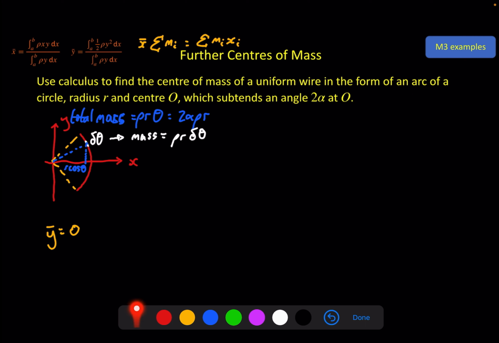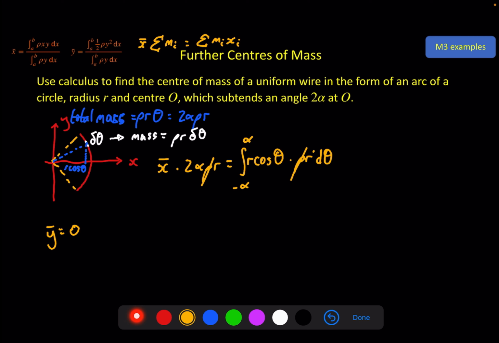Now we've got the three things that we need. We've got the total mass for this section here, we've got the individual mass of each little section we're going to take, and the x-coordinate of the centre of mass of each of those sections. So we put these three things into the formula. We get x bar times 2 alpha rho r on the left is equal to the centre of mass, r cosine theta, times the mass of each one, rho r delta theta, and we're going to sum them as delta theta tends to 0, so that's going to become an integration with a d theta, integrating from minus alpha to alpha.